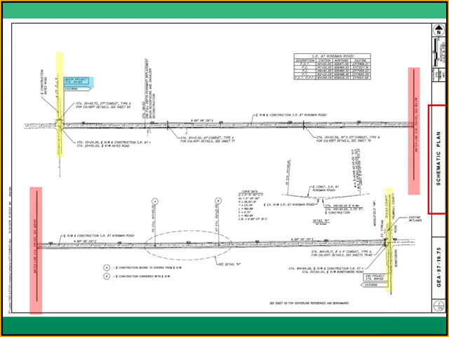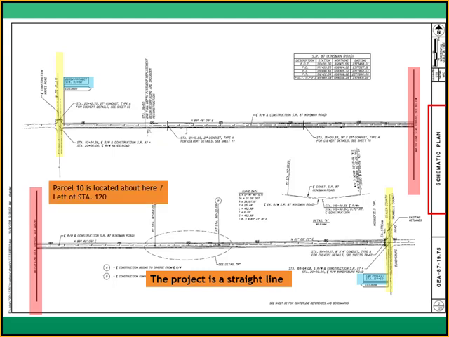To the right, bottom of the screen, we've just highlighted another area. That is the intersection of Bundysburg Road and State Route 87, and that is the end of the project. The project is a straight line.